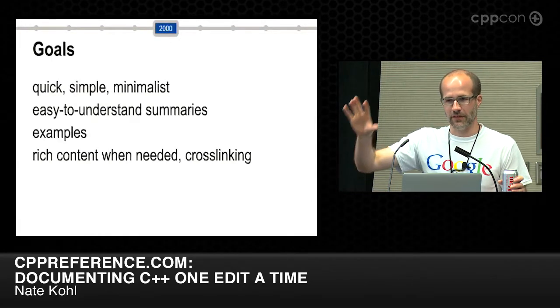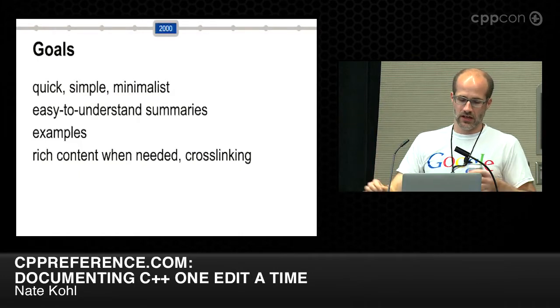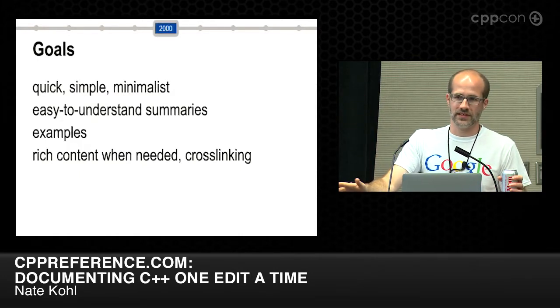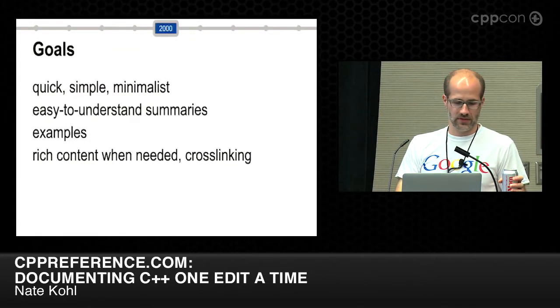Although maybe it would be nice to hide them or make them not the first thing that you stumble across. So, rich content only when needed, and obviously, if you're making a website, having cross-links is great. Being able to jump around from vector to map and so on, that's a useful thing. So yeah, those were the high-level goals of setting up the site.